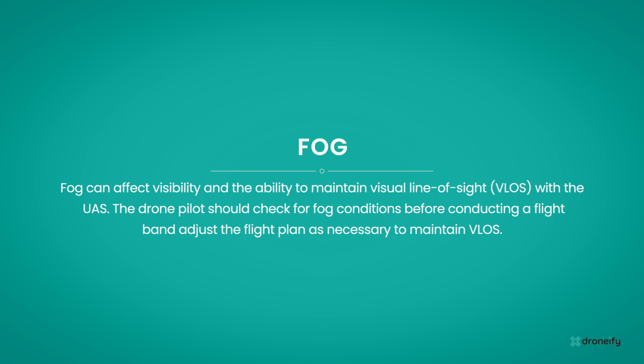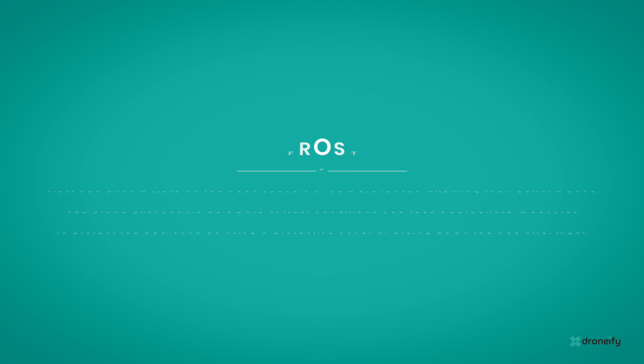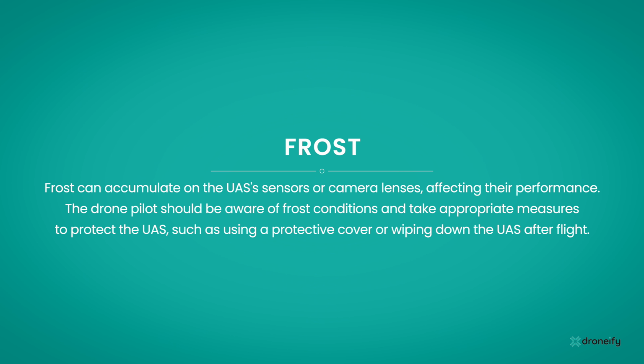Fog. Fog can affect the visibility and the ability to maintain visual line of sight with the UAS. The drone pilot should check for fog conditions before conducting a flight and adjust the flight plan as necessary to maintain VLOS. Frost. Frost can accumulate on the UAS's sensors or camera lenses, affecting their performance. The drone pilot should be aware of frost conditions and take appropriate measures to protect the UAS, such as using a protective cover or wiping down the UAS after flight.